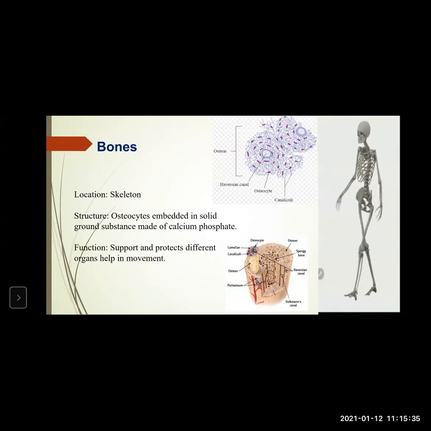Next, what is the function of this? It provides support and protects our internal vital organs. See, this is a rib cage within which the lungs are present. Just in front of the lung, the heart is present. So all these organs are protected.